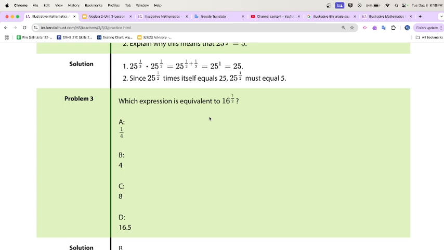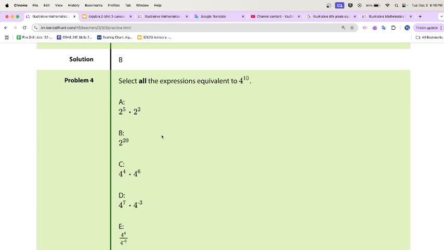Which expression is equivalent to 16 to the 1/2 power? Remember, a 1/2 power means that we are going to be doing our root of this. The square root of 16, which is what number times itself equals 16, which would be 4.